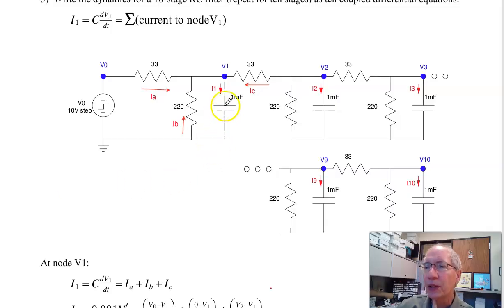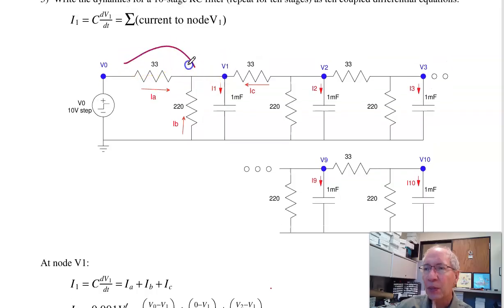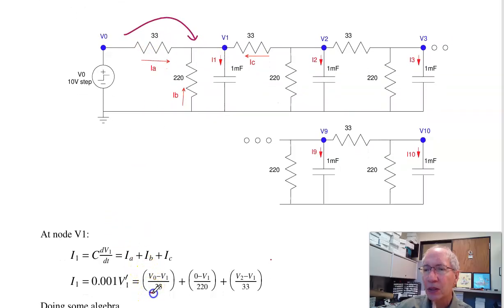So let's take node 1. The current I1 is C dV/dt. I1 is IA plus IB plus IC. IA is V0 minus V1 over 33. IB is 0 minus V1 over 220. IC is V2 minus V1 over 33. All that is C dV/dt.